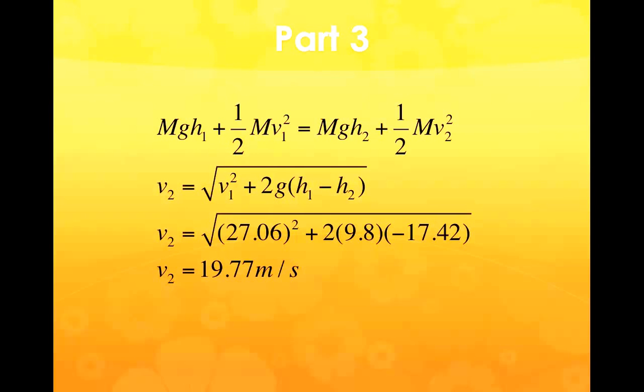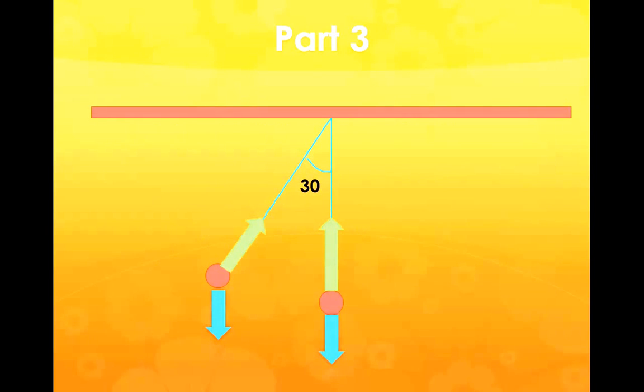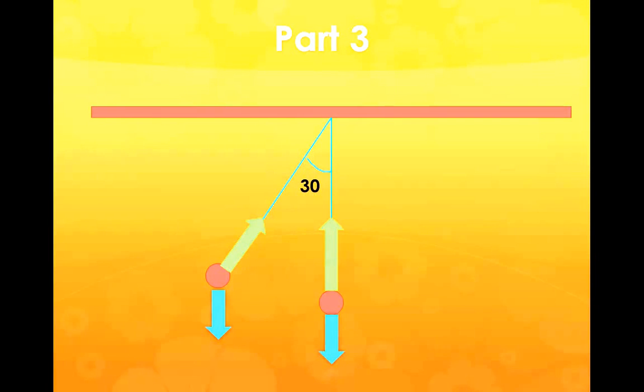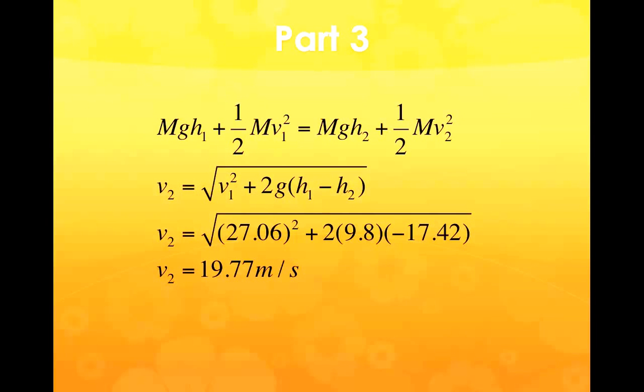Now, you notice we have the change in height, plug that in as negative 17.42. Maybe you're asking how I found that. Well, if you go back, I used the sine of 60 times the length of the rope to find the distance from the top of the arch that the jumper will be at the 30-degree point. And then I subtracted the length of the rope from that in order to get that negative 17.42.